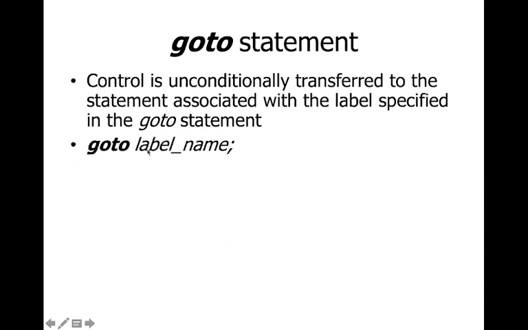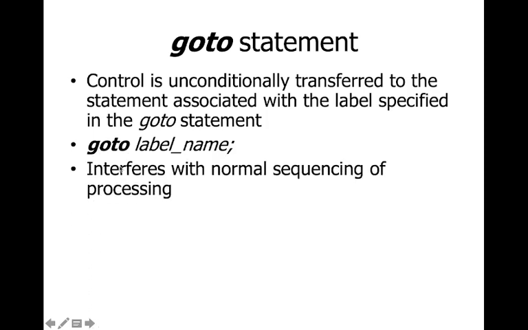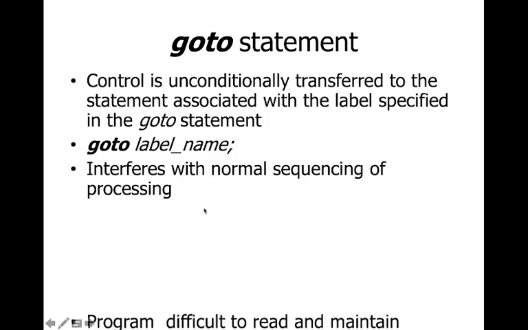This is the general syntax of the goto statement: goto, which is a keyword, and a label name. It interferes with the normal sequencing of processing. Normally there is a sequence of operations executing in the program, but when we write a goto statement, that sequence may be varied. If we are executing the fifth line and the sixth line would come next, but you insert a goto statement in the fifth line, then the control might be transferred to some other line. It may not be the sixth line. That is why it interferes with normal sequencing of processing.